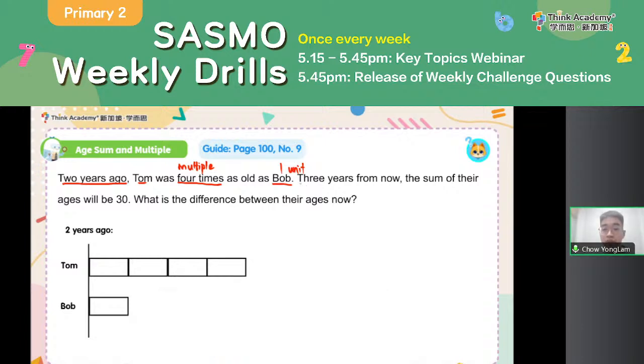That's right. 3 years from now, their sum will be 30. So we know the sum of their ages, and we will need to label the sum. But the age sum is definitely not 30 because, remember, read the question again. 30 is the sum of their ages 3 years from now, but we want to draw the model for 2 years ago.